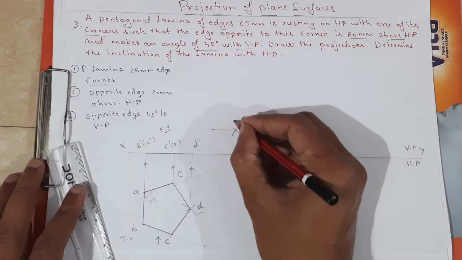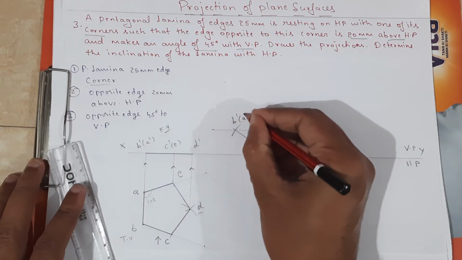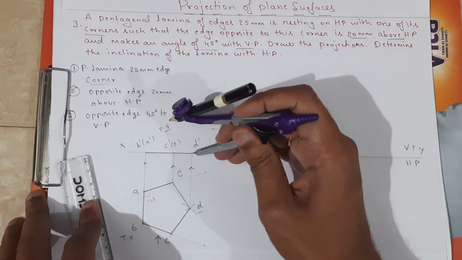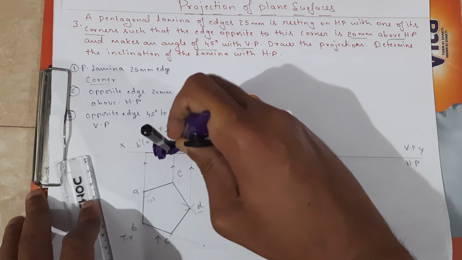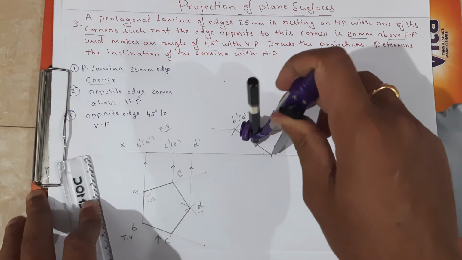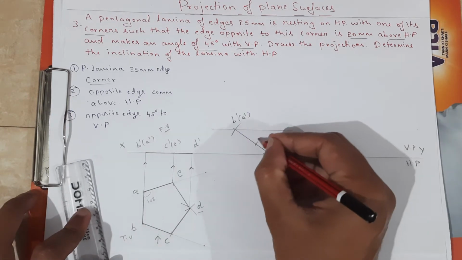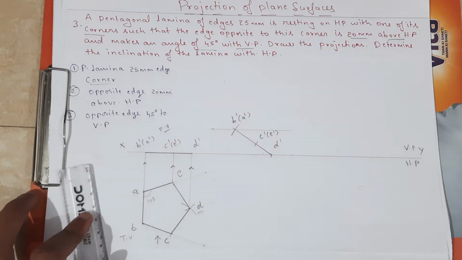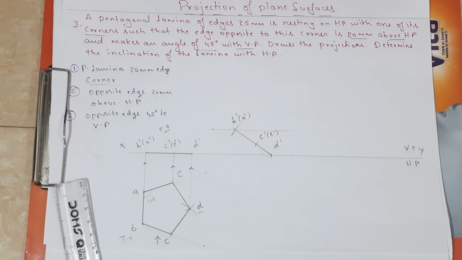Okay. So this is B dash in bracket A dash. In the same way, take the measurement from D dash to C dash and cut the arc over here. So this will be C dash in bracket E dash. Front view always will be represented in terms of dash.